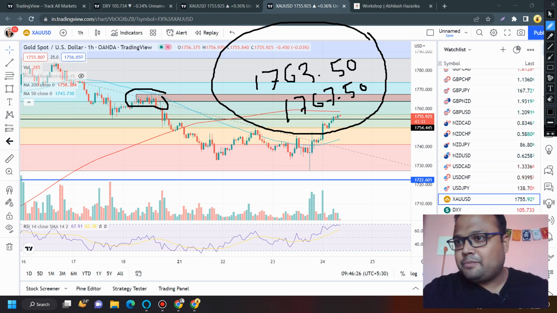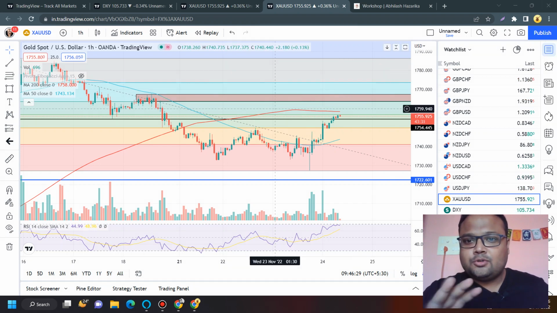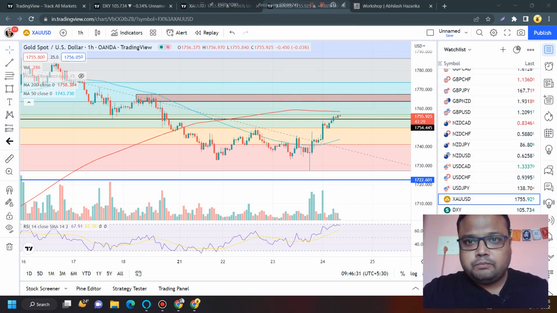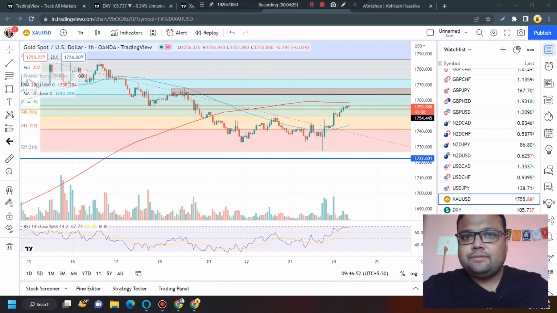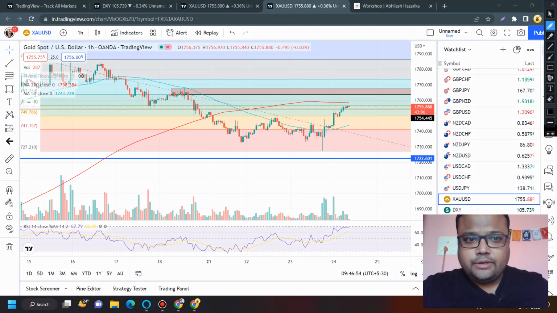So at least I'll try to play safe today. I'm repeating again, the market is standing at the resistance right now, the resistance level of 1755 to 57 here, because we have Fibonacci as well as the 200 moving average.